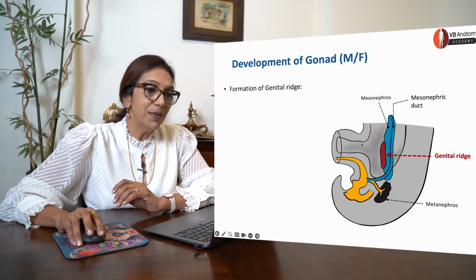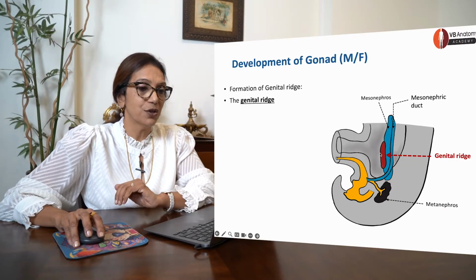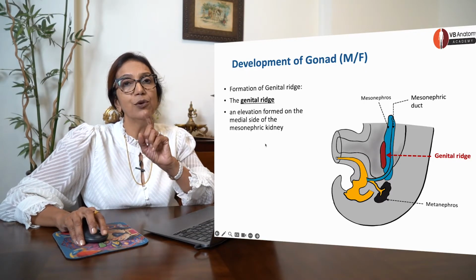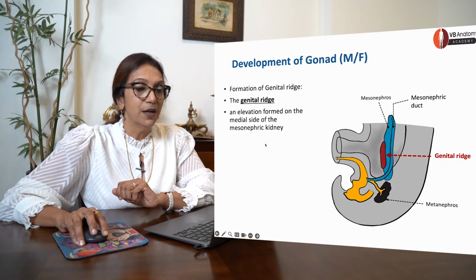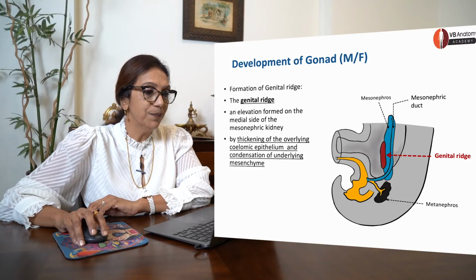Okay. So, medial to this mesonephros, you find development of a collection of cells or an elevation which is called genital ridge, which is an elevation medial to the mesonephric kidney. So now what I'm going to do, I'm going to take a section through the embryo.